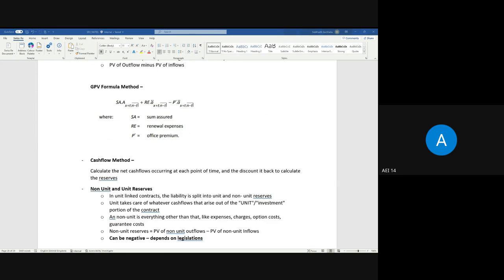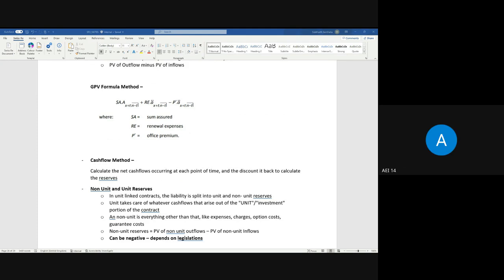Make sense? Any doubts, sir? I have a question. In the office premium, I know it's net of tax, but where does commission come in? Do we consider commission anywhere? Didn't get your point here. Sorry. You know how in premiums there will be a commission that will be deducted? Yeah. So does the commission come anywhere in the formula?